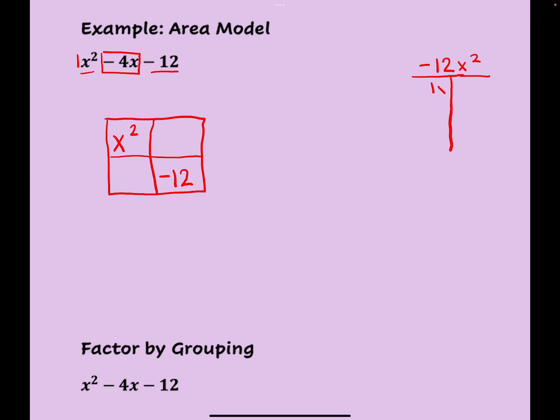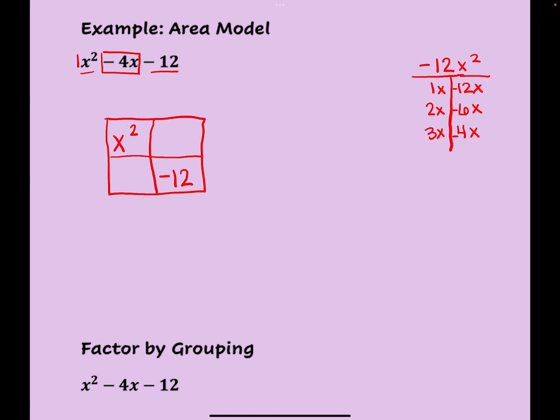But I could say 1x times 12x would give me 12x squared. I could say 2x times 6x would give me 12x squared. And then I could say 3x times 4x could also give me 12x squared. Now, when I look at these 3 possibilities, I need one of them that has to be negative, and when they're combined, they need to give me negative 4. In order to give me negative 4, that means that the bigger one has to be negative.